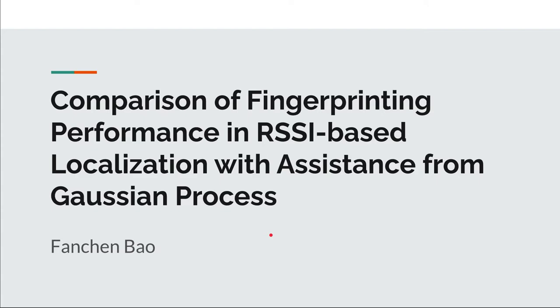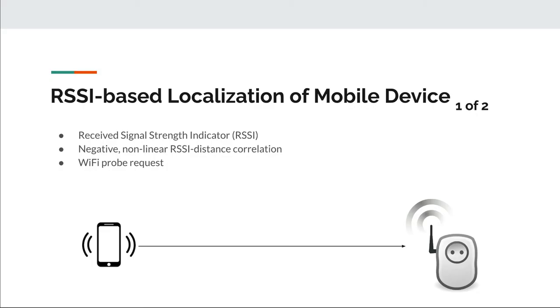My presentation today is titled Comparison of Fingerprinting Performance in RSSI-based Localization with Assistance from Gaussian Process. Before we dive into the Gaussian process part, let's first get familiarized with RSSI-based Localization. RSSI stands for Received Signal Strength Indicator. It is a type of measurement of radio frequency signal strength that a receiver can acquire from a sender.